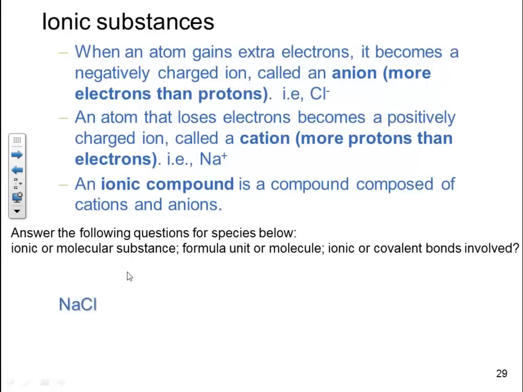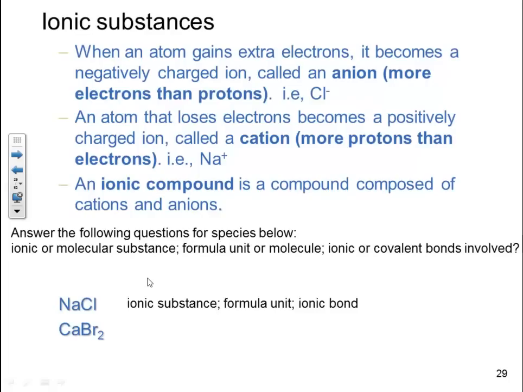Looks like it's sodium chloride. What we're talking about here is a metal and a non-metal, if you look at the periodic table. Since it's a metal and a non-metal, we must be talking about an ionic substance. Since it's an ionic substance, do we refer to sodium chloride as a molecule or a formula unit? That would be a formula unit. And what kind of bonding is it? Well, it's a metal and a non-metal, therefore it's an ionic bond.